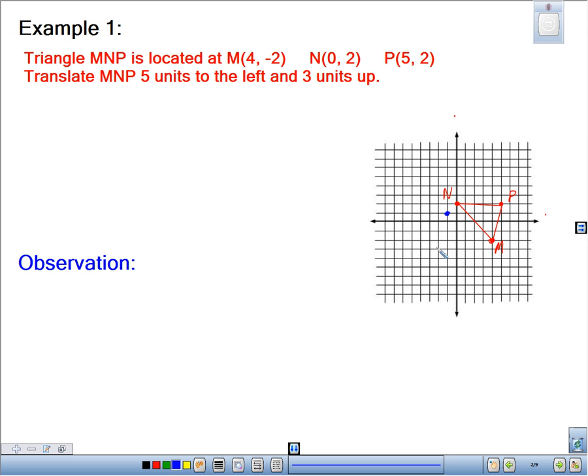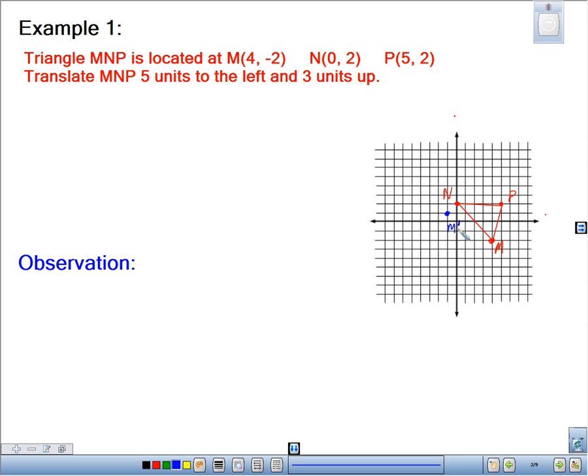Now, I need to name this point. Notice this was M that's been moved, so I'm still going to call it M. The problem, though, if I just name it M, is that that's going to get confusing. Which M am I talking about? So what I'm going to do is, beside M, I'm going to write what looks like a little 1. We call that prime notation.